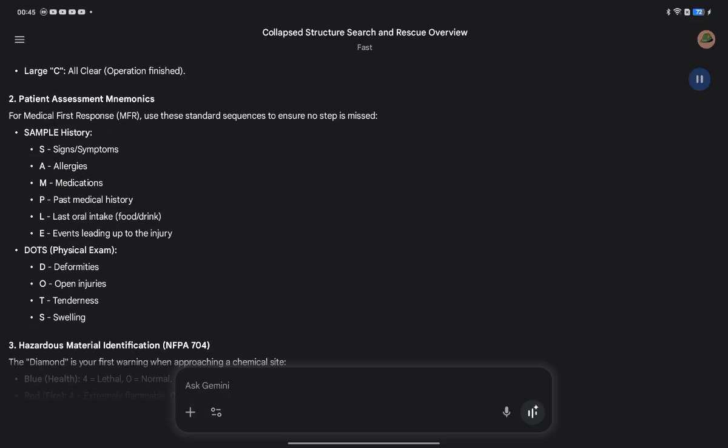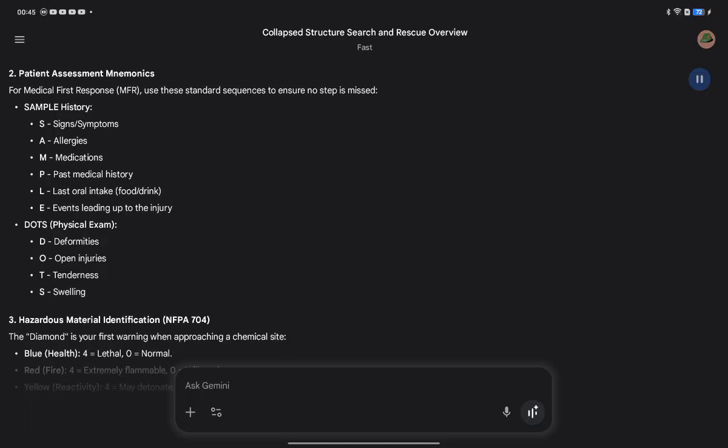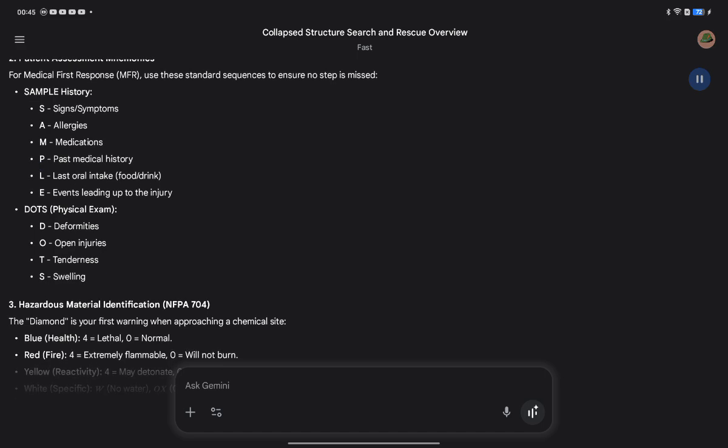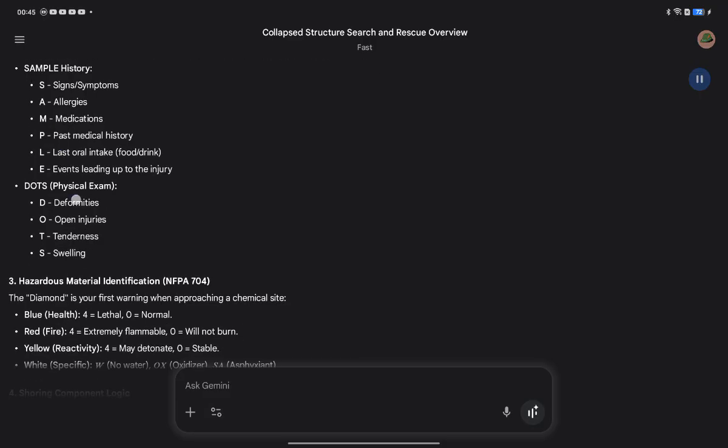2. Patient assessment mnemonics. For medical first response, MFR, use these standard sequences to ensure no step is missed. SAMPLE history. S, Signs/symptoms. A, Allergies. M, Medications. P, Past medical history. L, Last oral intake, food/drink. E, Events leading up to the injury.